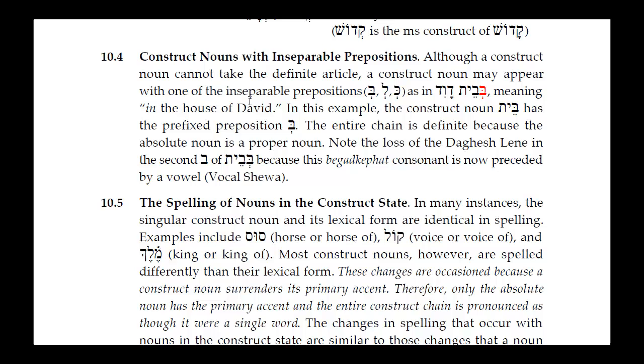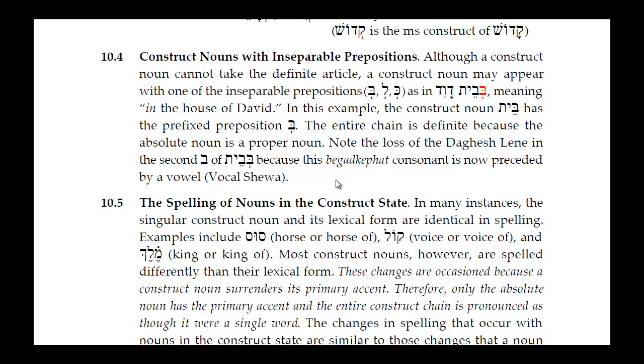Now let's go ahead and finish up with construct nouns with inseparable prepositions. Although a construct noun cannot take a definite article, a construct noun may appear with one of the inseparable prepositions, that of be, le, and ka. An inseparable preposition is attached to the noun, as in Bevet David, meaning in the house of David. In this example, the construct noun beit has the prefix preposition be. The entire chain is definite because the absolute noun is a proper noun. David is a proper noun.